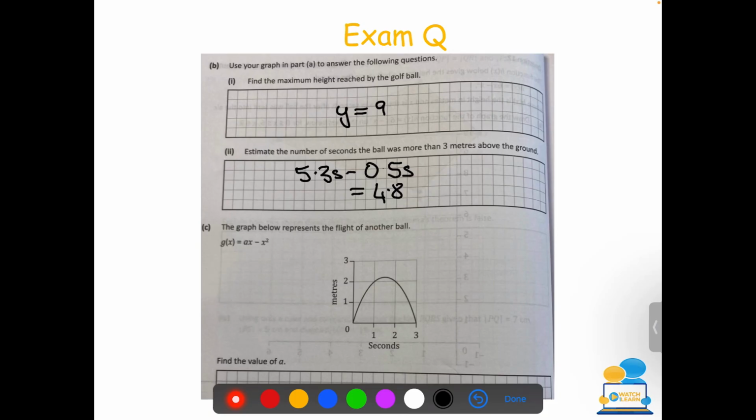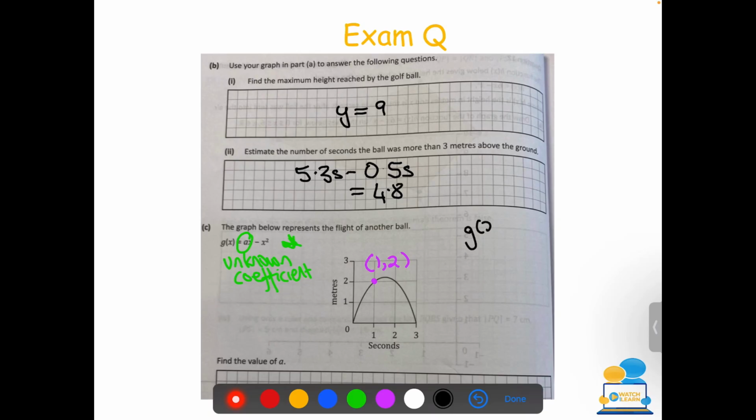Right, the next one below, the graph below represents the flight of another ball. g of x is equal to ax minus x squared. This might start ringing bells, it's something we've already done. Unknown coefficient. And we know there's one unknown here. So what we need to do is look at our graph and see a point that we can plug in. This looks like a nice point to me here. So we have the point (1, 2).